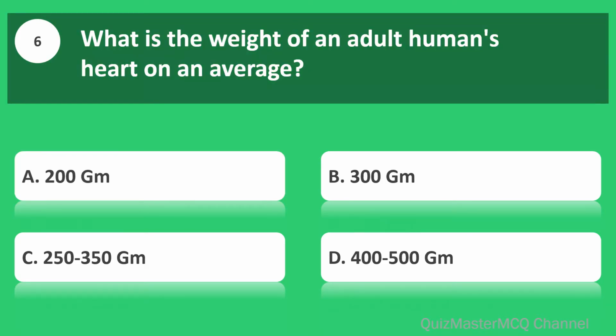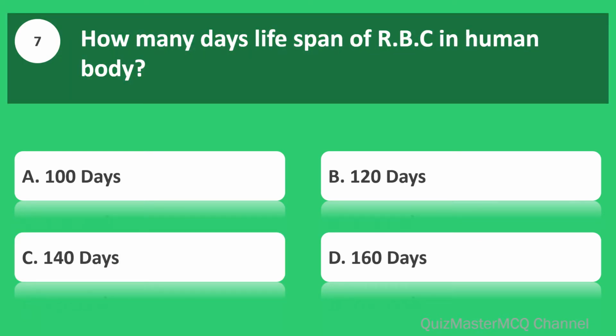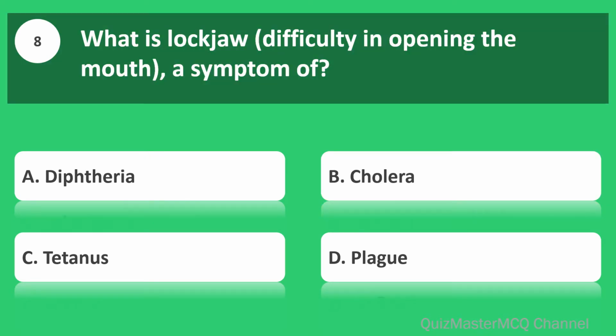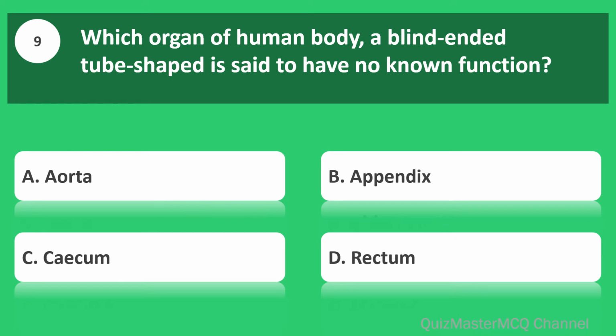What is the weight of an adult human's heart on an average? 250 to 350 gm. How many days lifespan of R.B.C in human body? 120 days. What is lockjaw, difficulty in opening the mouth, a symptom of? Tetanus. Which organ of human body, a blind-ended tube-shaped, is said to have no known function? Appendix.